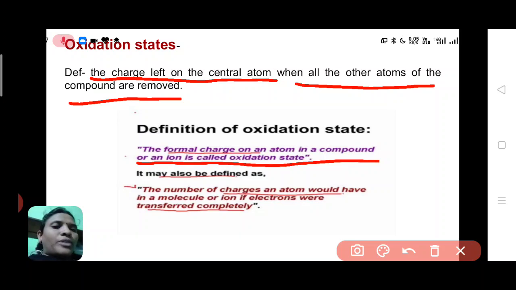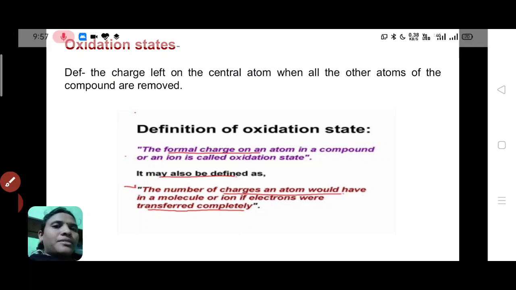It may also be defined as the number of charges an atom would have in a molecule or ion if electrons were transferred completely. When an electron is transferred from one atom to another, whatever charge is acquired by the atom will be its oxidation state. Now I think you are clear about what oxidation state is.